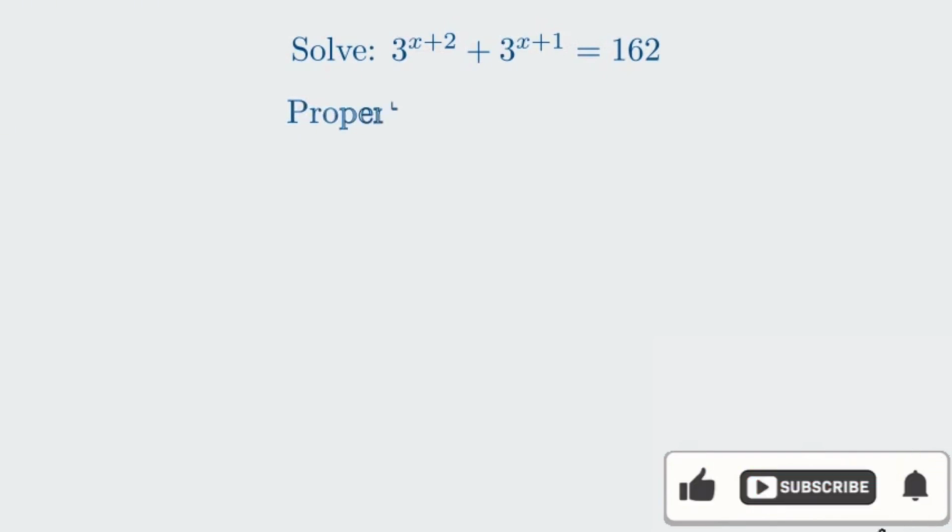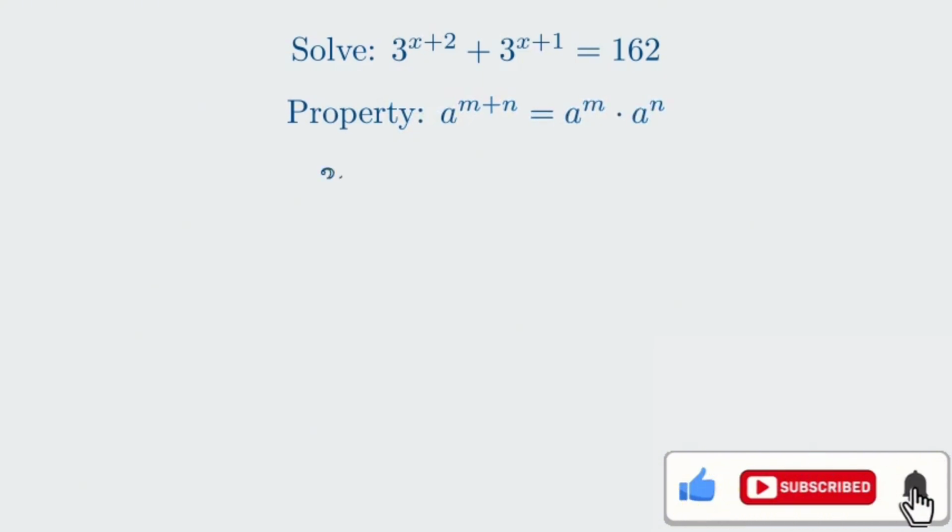All right, let's put these ideas into practice with our first problem. The equation is 3 to the power of x plus 2 plus 3 to the power of x plus 1 equals 162. Notice how the exponents are sums. This is a great indicator that we should use our multiplication property of exponents, which says that a to the power of m plus n equals a to the m times a to the n.